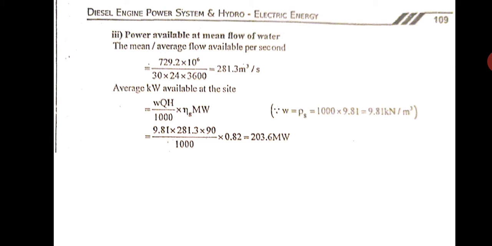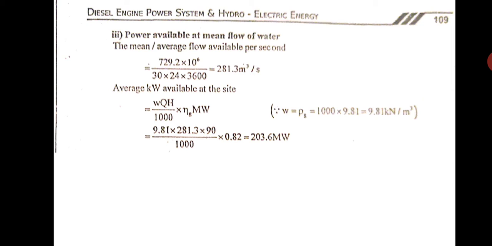So now what is the power available? Power available at the mean flow. First I will find the mean flow or average flow, 729.2 into 10 raised to 6. Now this is per month, so I have to convert from per month to per second. I divide this by 30 into 24 into 3600, that is 30 days in a month, 24 hours in a day and 3600 seconds per hour. That is 281 meter cube per second.